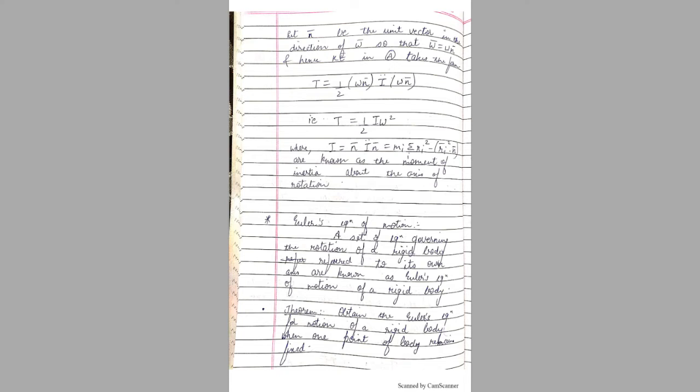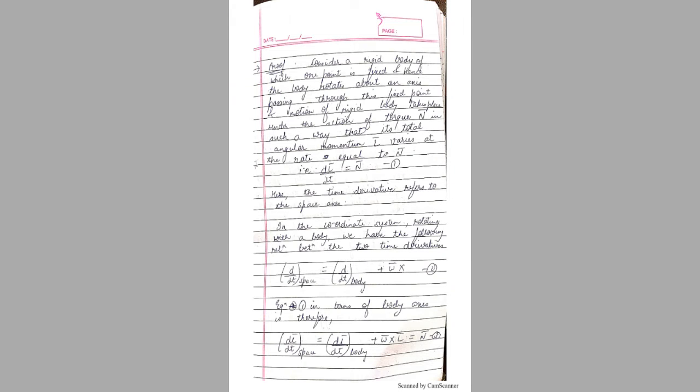So what does the theorem say? Obtain Euler's equation of motion of a rigid body when one point of the body remains fixed. Before that, there is one more concept, the concept of torque. Torque is nothing but the change in angular momentum with respect to time t, and this we consider according to the space axis. The frame of reference is the space axis.